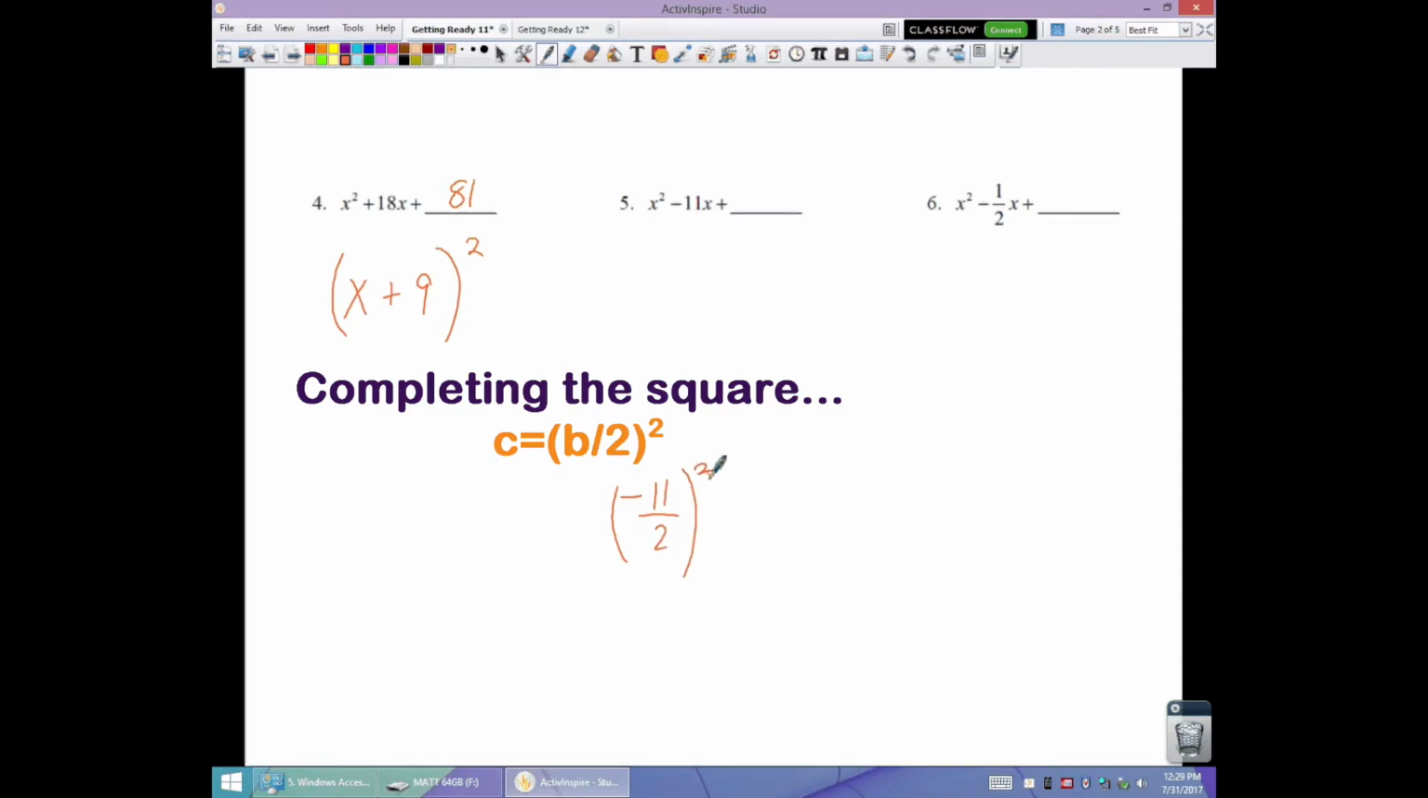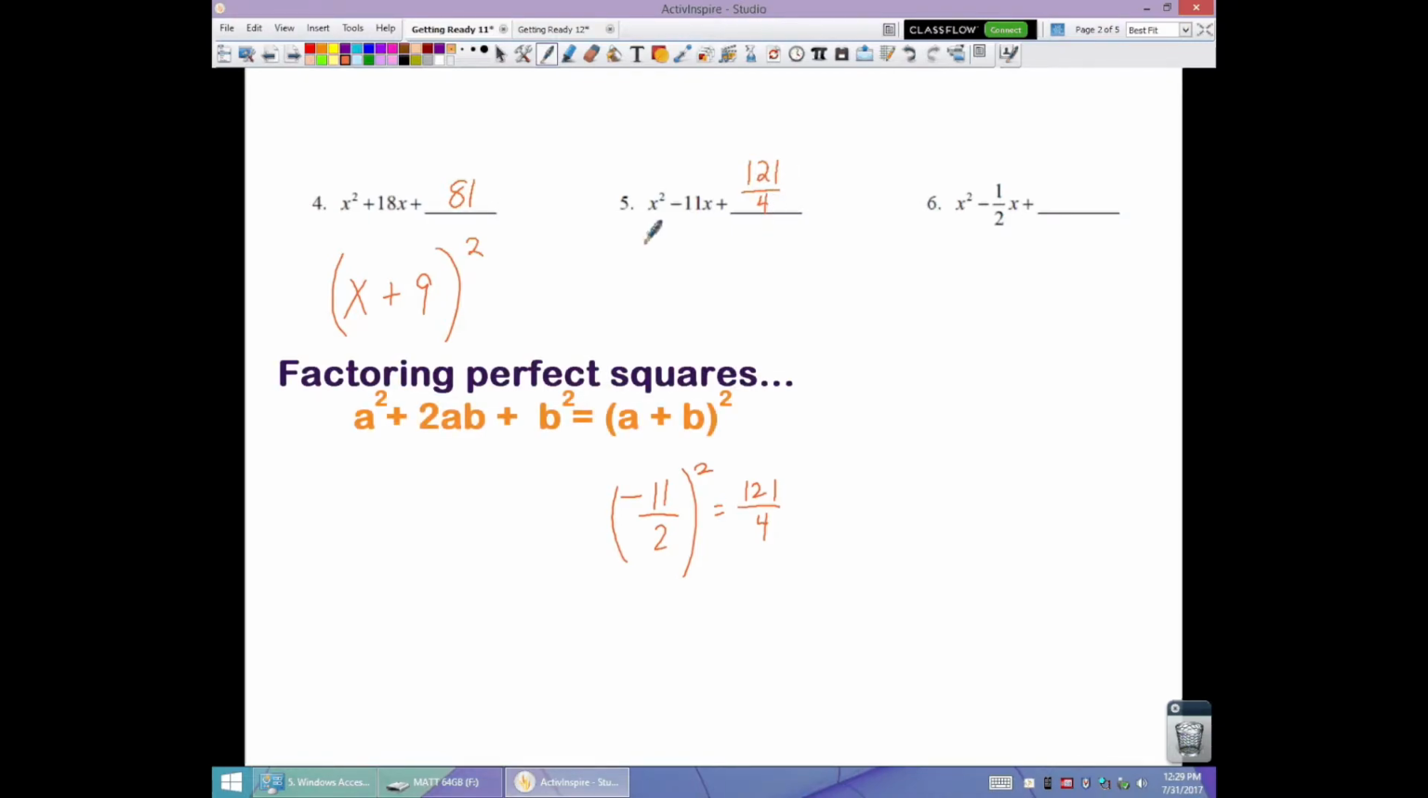Square it, everything including the negative sign. So that's -11 squared is positive 121. 2 squared is 4. So 121 over 4. For factored form, x, now half of -11, we already said, was -11 over 2.